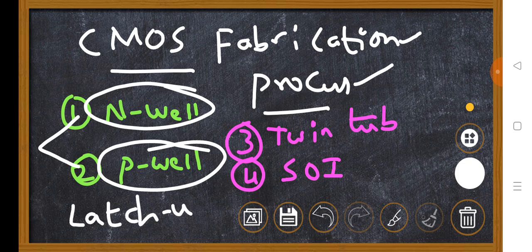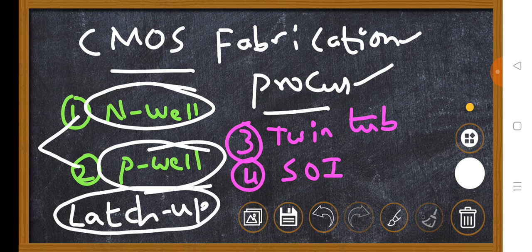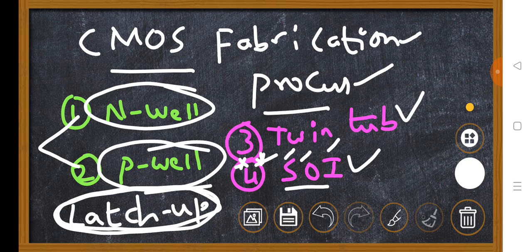Okay, to overcome this latch up problem, we are going to move to the next fabrication process, that is twin tub fabrication process. And SOI, this is an emerging technology. Okay, SOI, which is abbreviated as silicon on insulator. Is it clear, all of you? Once again, I'm telling you that to overcome the drawback present in the well fabrication process. What is the drawback present in the well fabrication process? Latch up is the drawback. Okay, we are moving to the next fabrication process, that is twin tub and SOI.